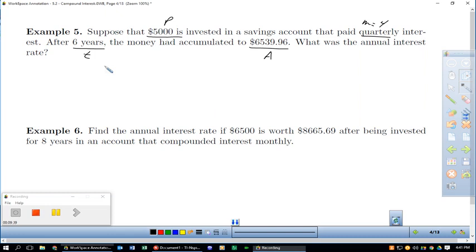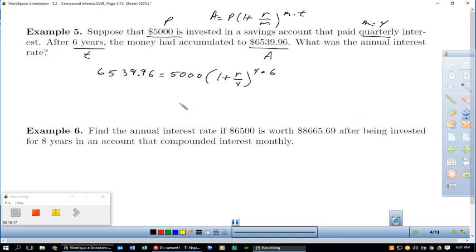All right, so we're going to go back to this equation. A equals P times 1 plus R over M to the M times T. But I'm going to plug in what we know. We do not know R. So accumulated amount, 6539.96, equals 5,000, that's our P value, times 1 plus R over M, which is 4, to the 4 times 6.